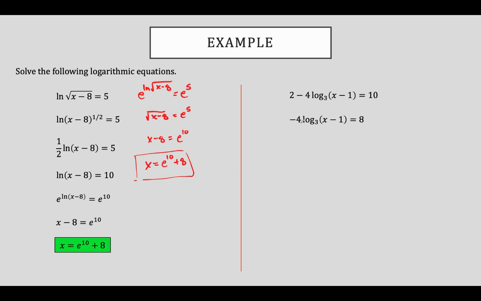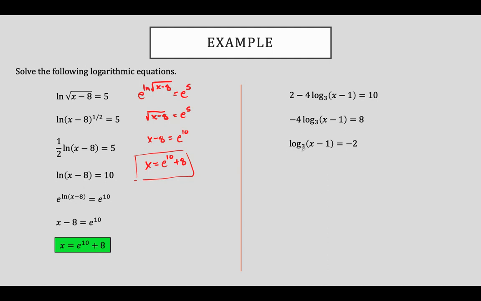Then, because this negative 4 and this log are connected by multiplication, I can divide both sides by negative 4. Again, division is the inverse operation of multiplication. This gives me log base 3 of x minus 1 is equal to negative 2.